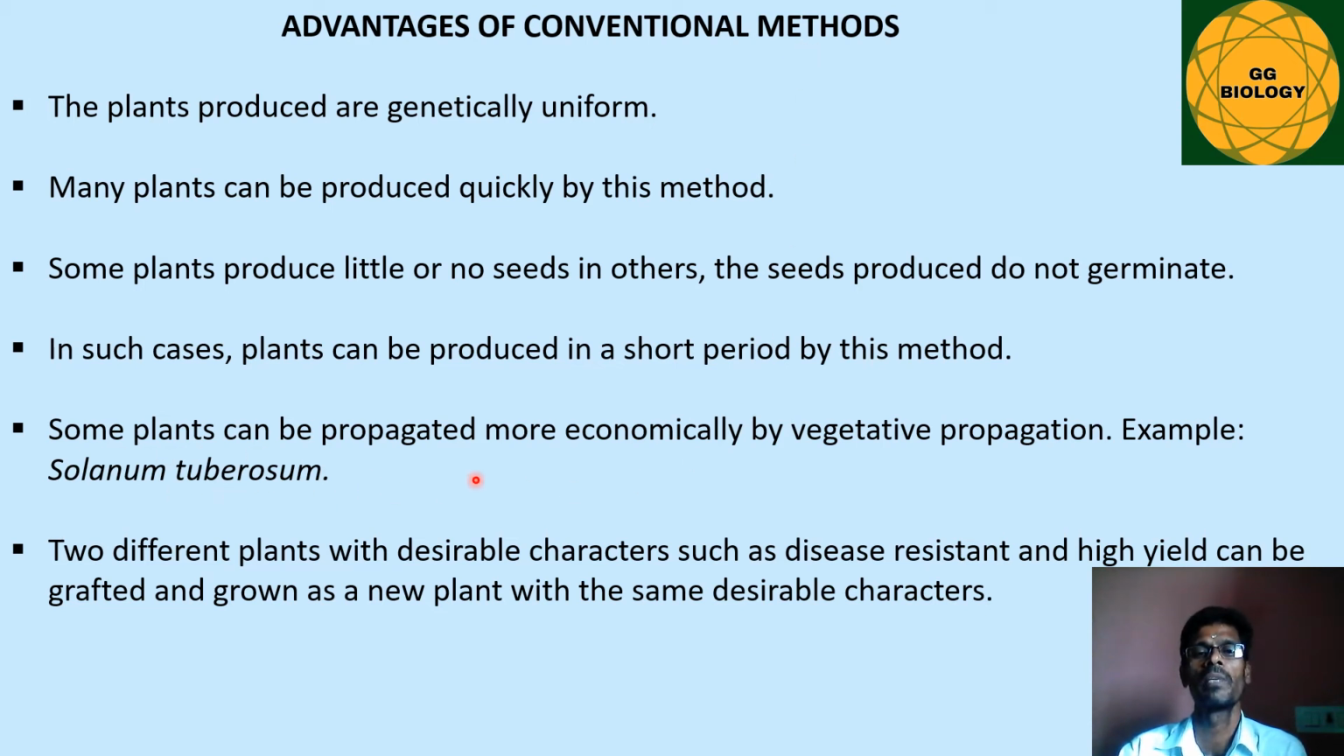Some plants can be propagated more economically by vegetative propagation. Example, Solanum tuberosum. In the case of potatoes, this can be propagated enormously for economic reasons. And the last point is very important. Two different plants with desirable characters, such as one plant being disease resistant and the second plant having high yielding capacity, are grafted together and a new plant is obtained, which will have the same desirable characters. For this reason, the conventional method is very important.